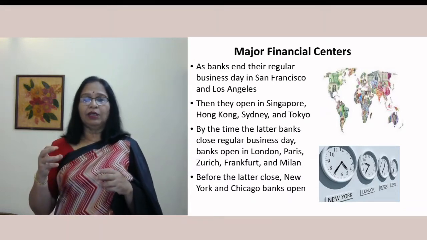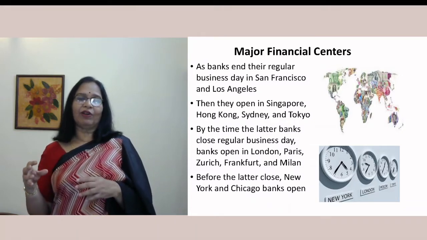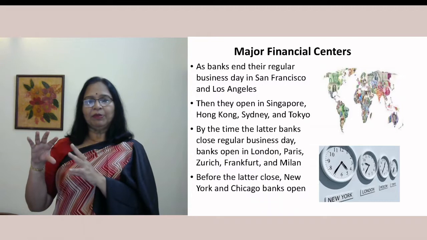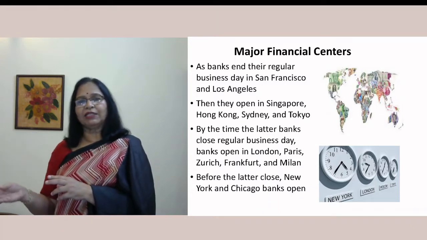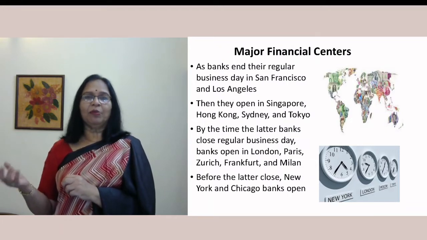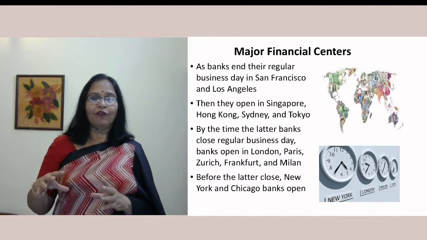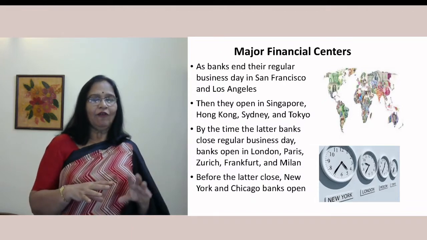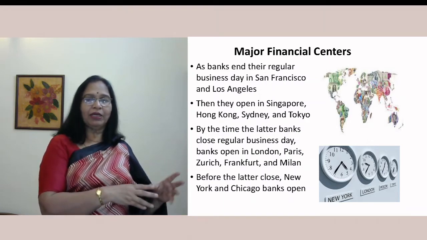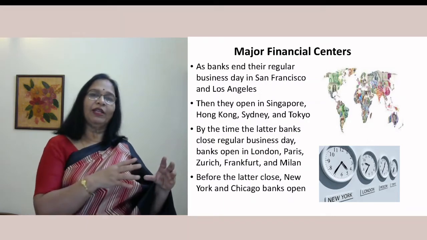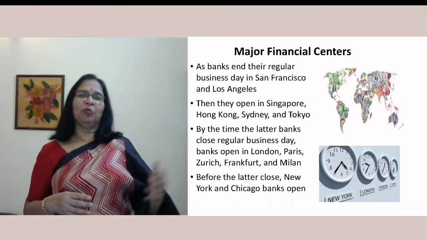Let's take this example here. The regular business day ends in San Francisco and Los Angeles. By the time the market ends there, we will find that the market has started on the eastern side. We have Singapore, Hong Kong, Sydney, and Tokyo markets begin. And when the Tokyo markets are almost finishing the day, a new market emerges. The business will start for London, Paris, Zurich, Frankfurt, and Milan. When that market is almost ending the day, you'll find that New York and Chicago markets are open.